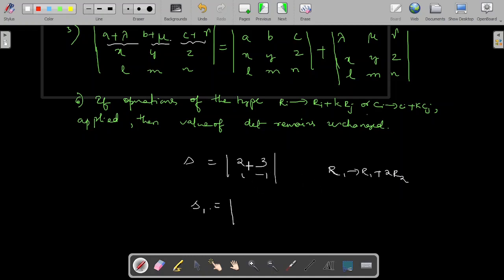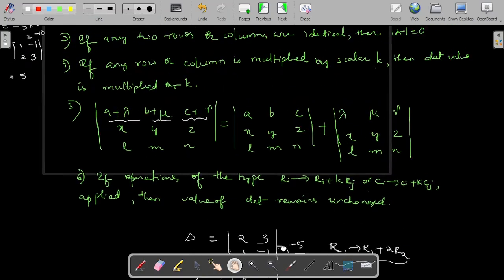So that is 2 plus 2 into R2, 2 plus 2, that's 4. Then 3 plus 2 into minus 1, 3 minus 2, 1. Then the second row as it is. What is the value of this determinant? Minus 4 minus 5. The value of this determinant is also minus 1. So if you have any operations of this form, and you apply it on the given determinant, its value does not change, it remains the same. So these are the properties of determinant.